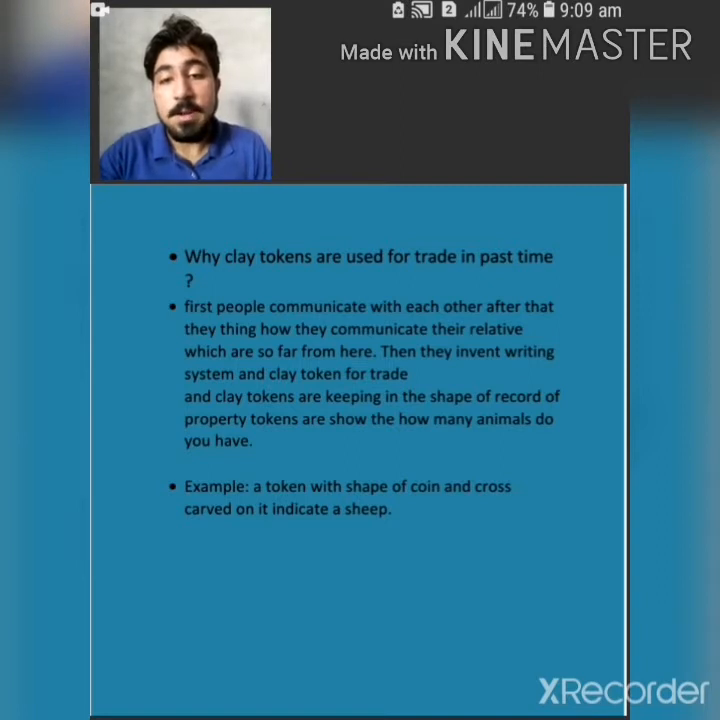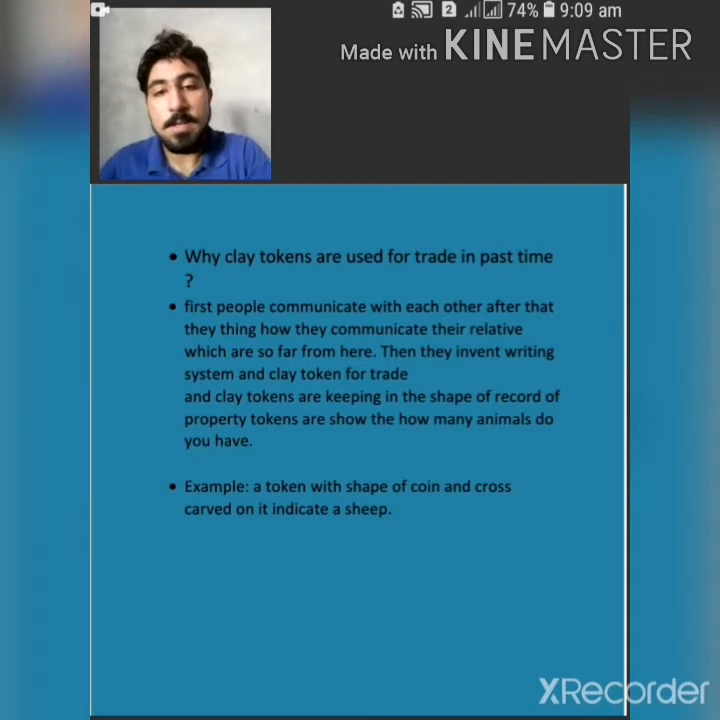It means they invent the writing system and send letters to family members, and give complete information regarding any problems and matters, any wedding ceremony. They send letters to their relatives, friends, etc. And after that, they think about how to trade with others.